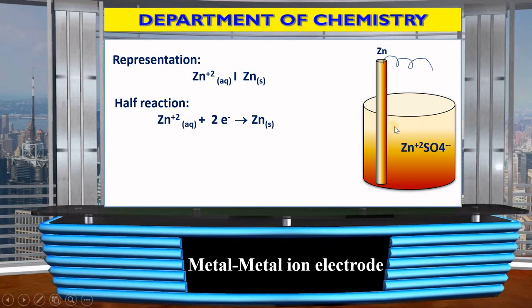come into contact with the surface of the metal ion. At that time, to neutralize that SO4 minus ion, zinc will give up 2 electrons and convert into the Zn plus 2 form, and that Zn plus 2 will go into the solution and again form zinc sulfate, and these 2 electrons will be used in the external current.